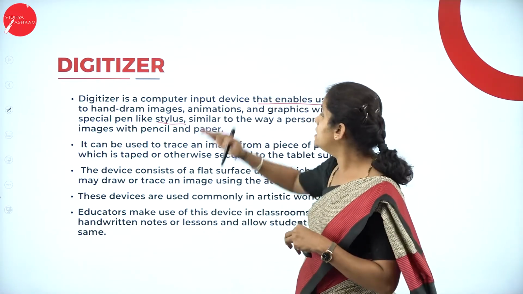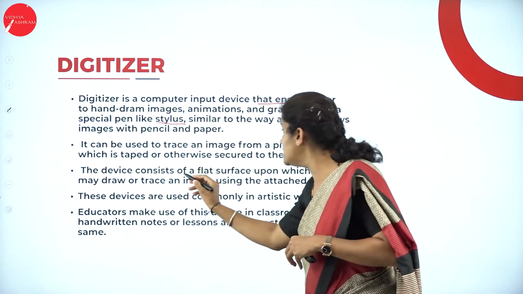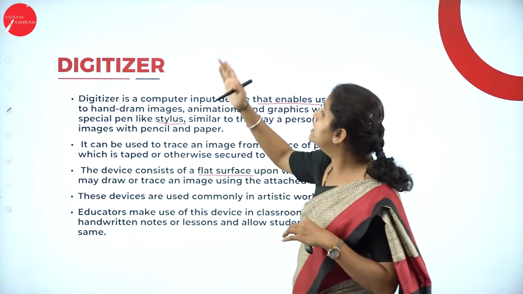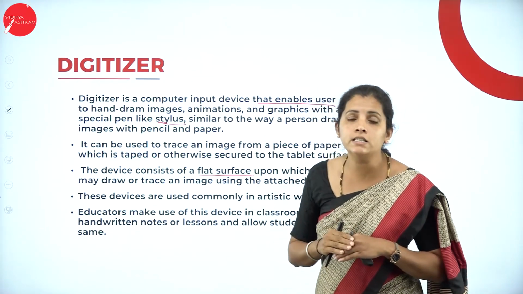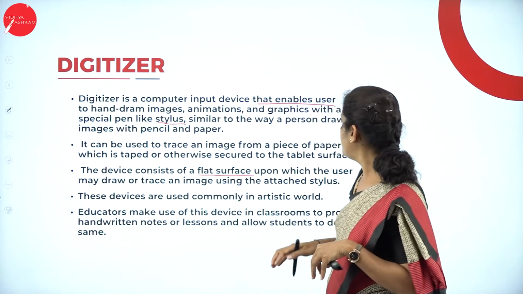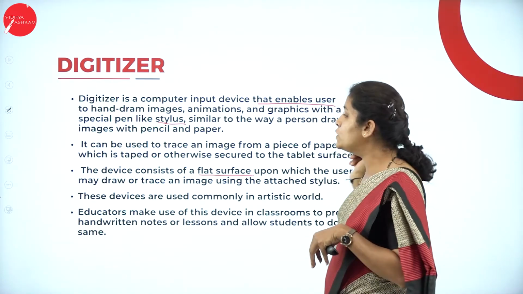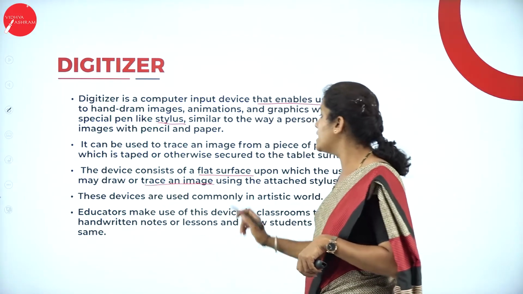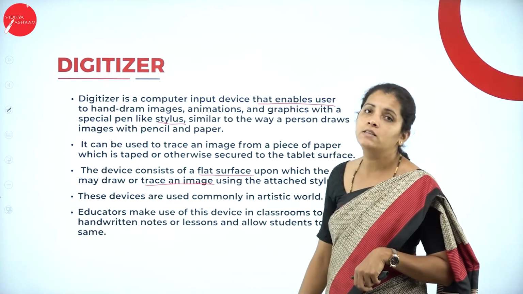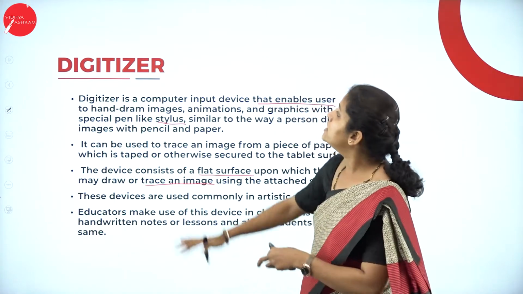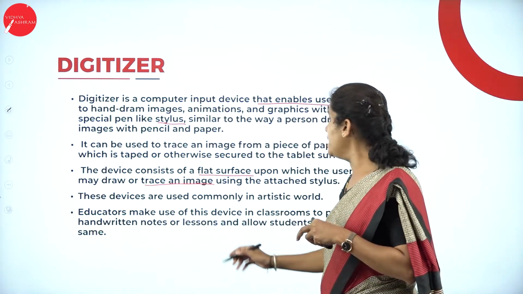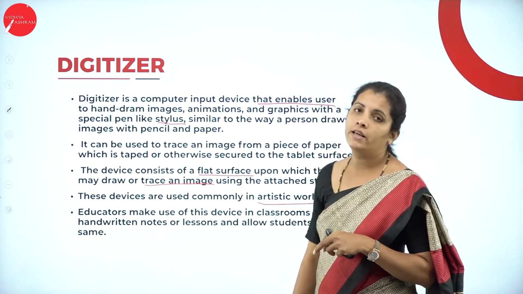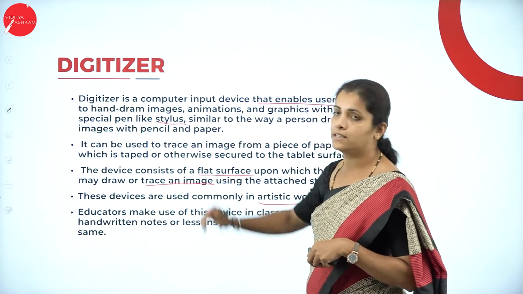The digitizer device consists of a flat surface, upon which the user can draw or trace an image using a stylus. These digitizers are mainly used in the artistic world. For drawing, they use a digitizer.